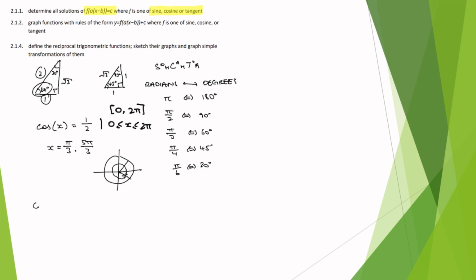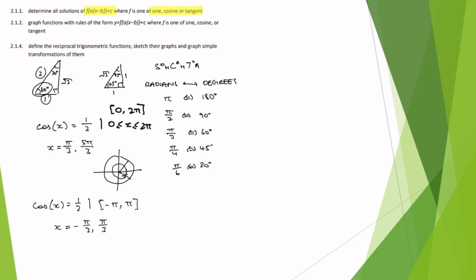Now, if we do cos x is equal to 1/2 restricted for negative pi up to pi, then in this case, it would be equal to negative pi on 3 and pi on 3 based on those bounds. And this negative pi on 3 here would coincide with the 5 pi on 3, except they're one period apart. So that's the concept of periodicity there.